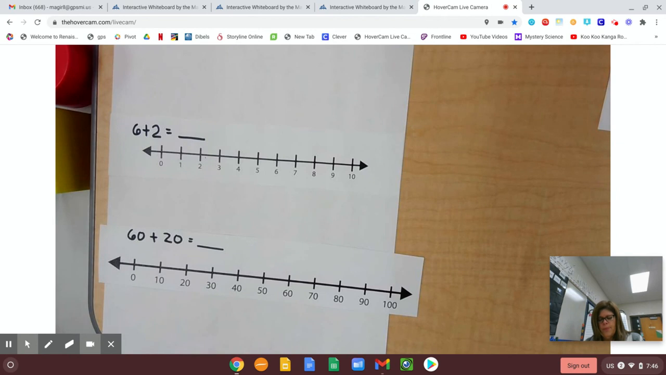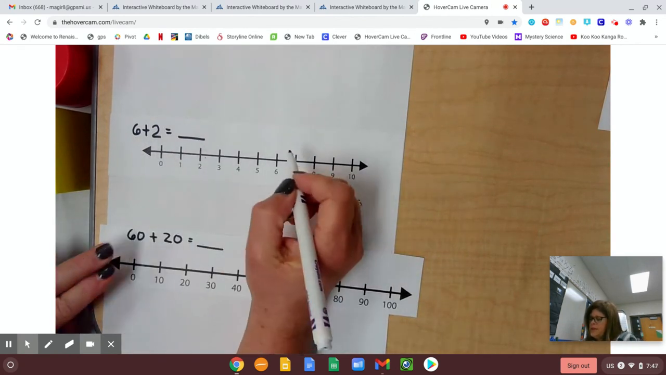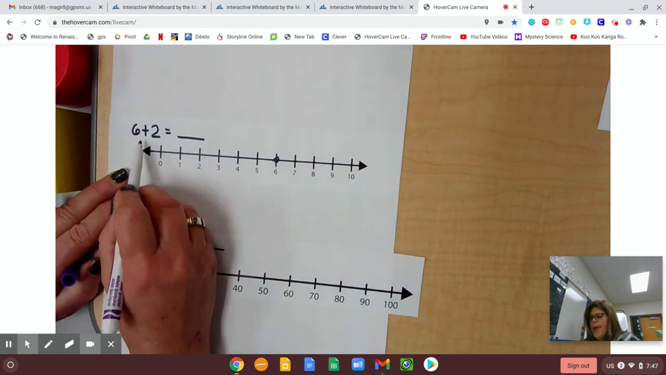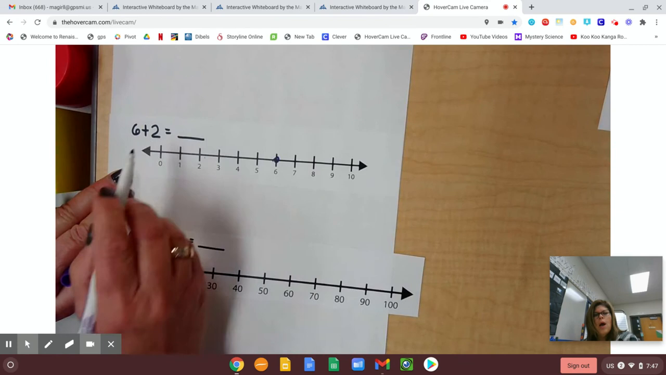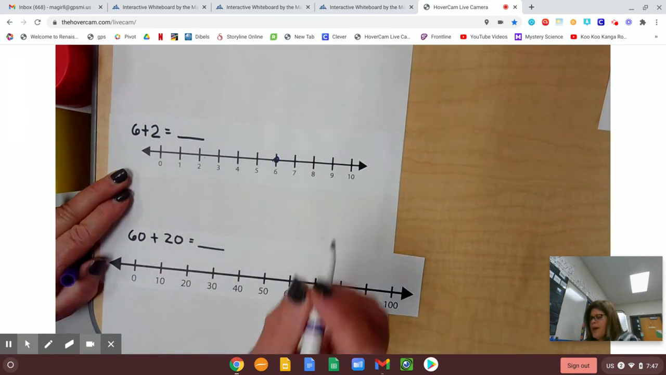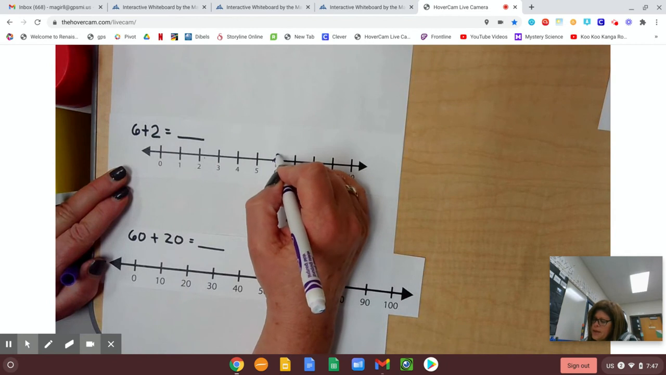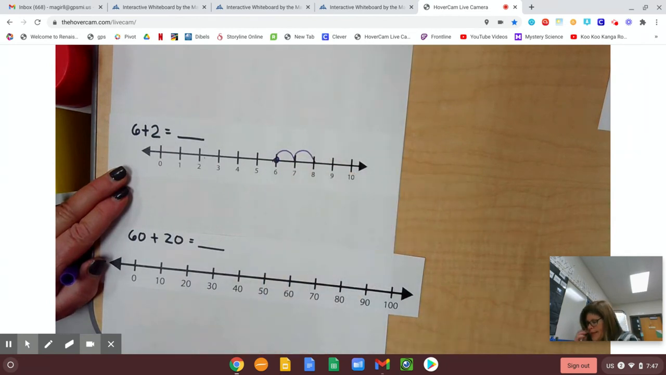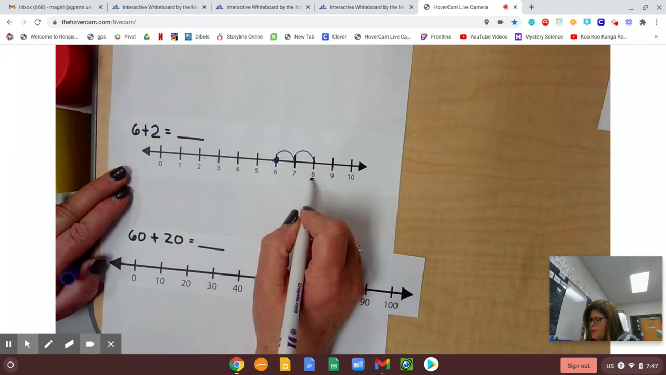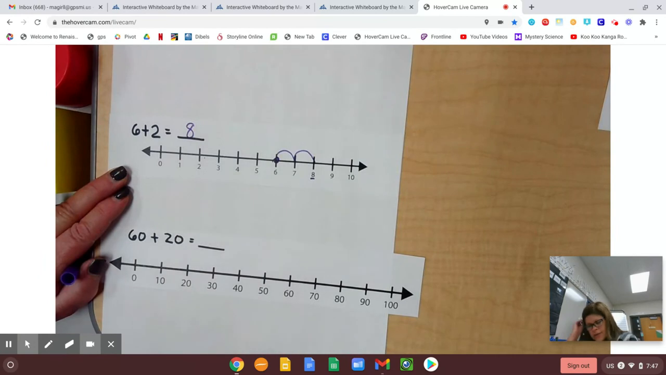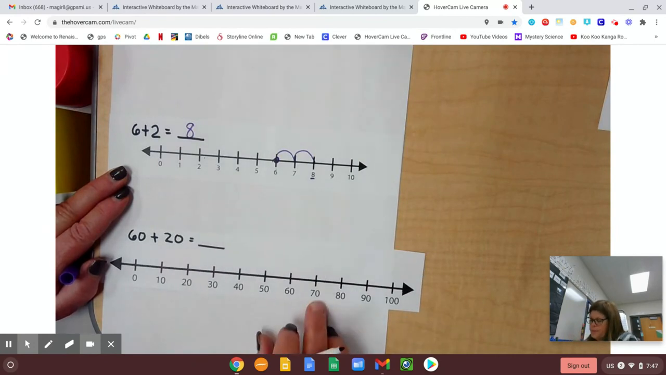I'm going to get a purple marker so you can see what I'm going to do. I want to start on 6, so that means I put a little mark there. And I have to add 2. So I'm going to go hopping 2 places, but I'm going to go to the bigger numbers because we're adding. So 6 and hop, hop is 2 hops. I landed on this number, and that number is 8. So I'm going to make my answer at the end of the equation.